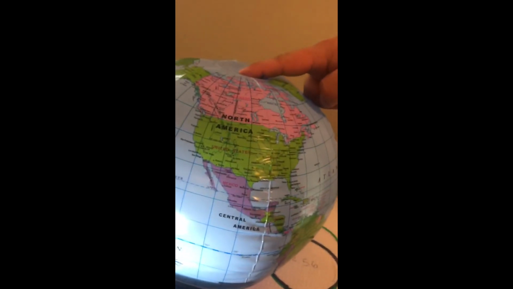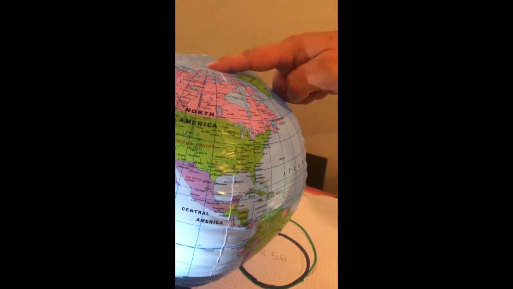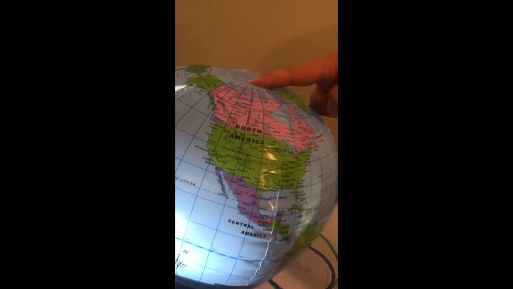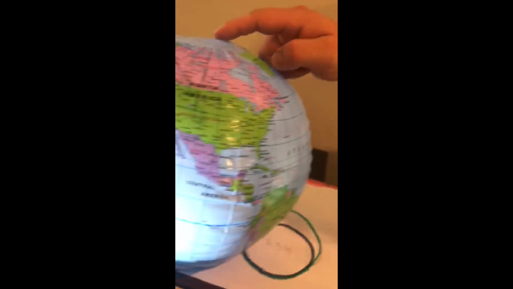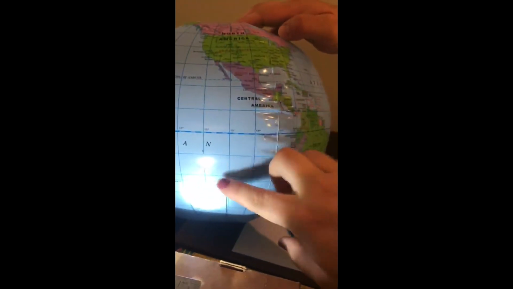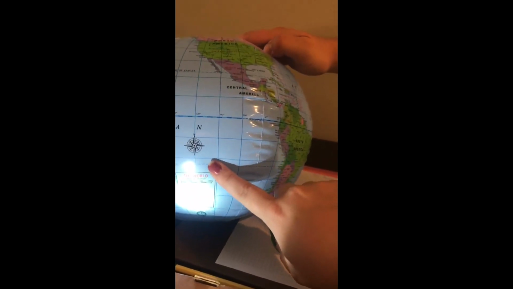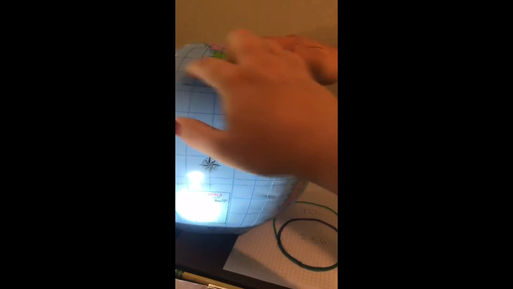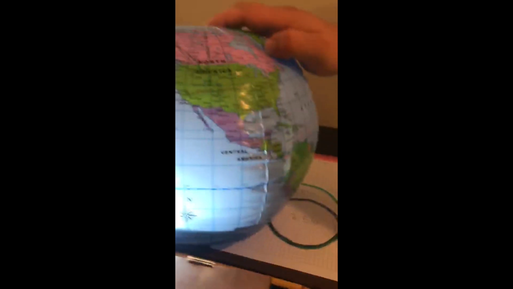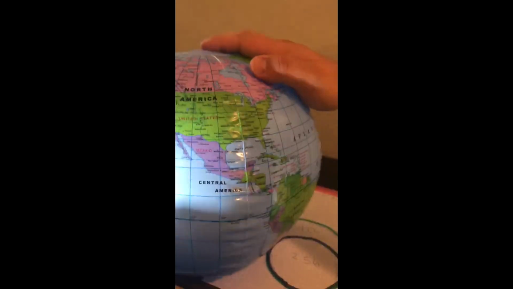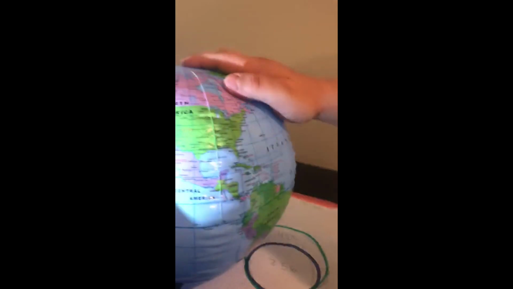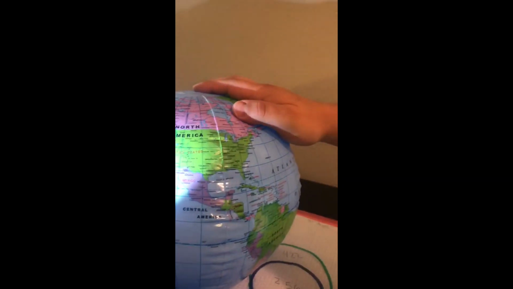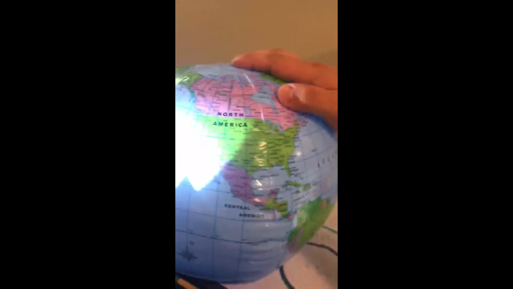And then step 16 says to repeat, but this time point the flashlight directly at the Tropic of Capricorn. And that is the one down here, or the Tropic of Cancer, and that's the one up here. So these are those 2 lines that go around this way. So we're looking at it flat, and we're pointing at the Tropic of Cancer, which goes through Mexico, and we're going to do that here.